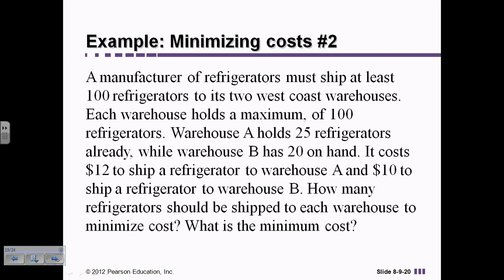Okay, so let's look at another one. A manufacturer of refrigerators must ship at least 100 refrigerators. So at least means they can ship more than 100, but if they don't ship 100, they're going to have problems. And they have two warehouses that they can ship it to. Each warehouse holds a maximum of 100 refrigerators.